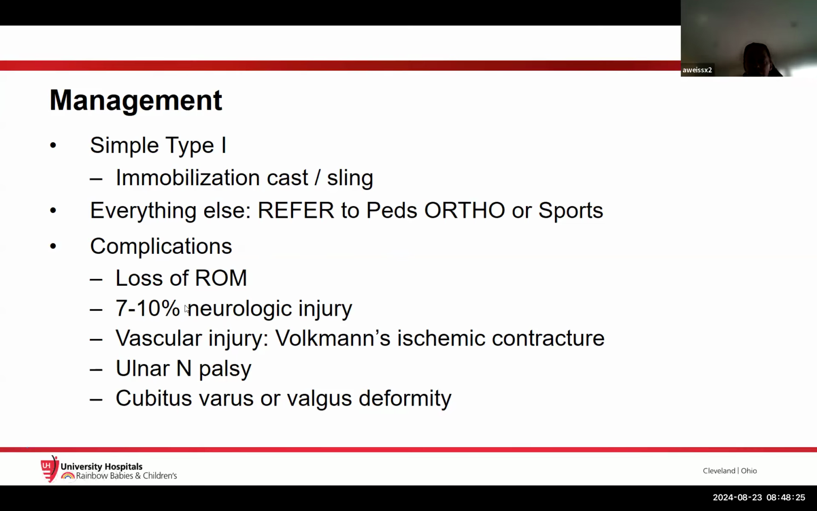And then the vascular injury, there's Volkmann's ischemic contracture is the name of it. I don't think you really need to remember that. That's not going to come up on the test. Ulnar nerve palsies are pretty common, and then changes in carrying angle so that you get cubitus varus or valgus deformity can happen sometimes too.